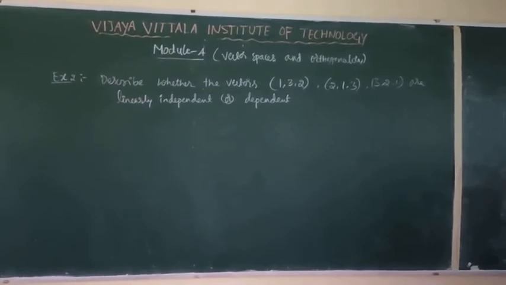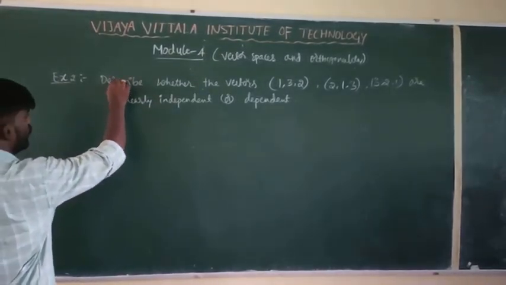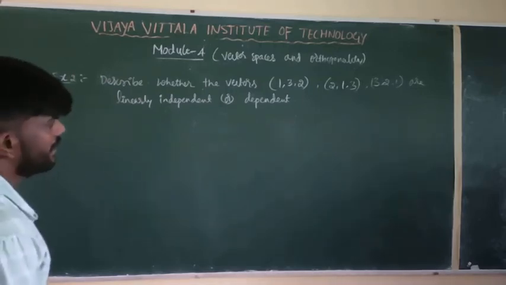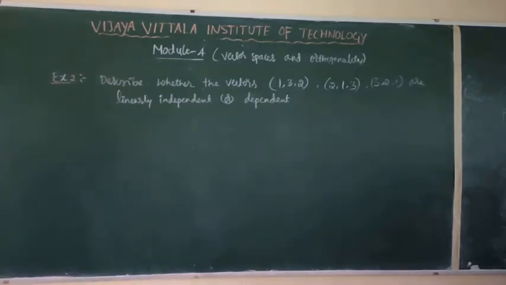So now we will solve this problem. The previous problem was to find the basis and dimension for the given matrix. This one is: describe whether the vectors 1 3 2, 2 1 3, 3 2 1 are linearly independent or dependent.